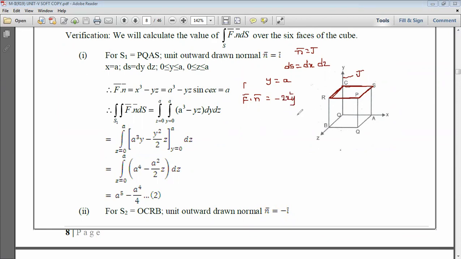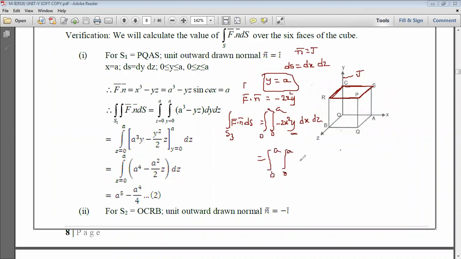And now you have to find this surface. So integral over S3 of f bar dot n bar ds. This is nothing but minus 2x square y, and the surface is ds, which is dx dz, between the limits same as 0 to a, 0 to a. And now y is nothing but a. See here, y is equal to a. So simply integral 0 to a, integral 0 to a of minus 2x square into y, which is a, so a dx dz.